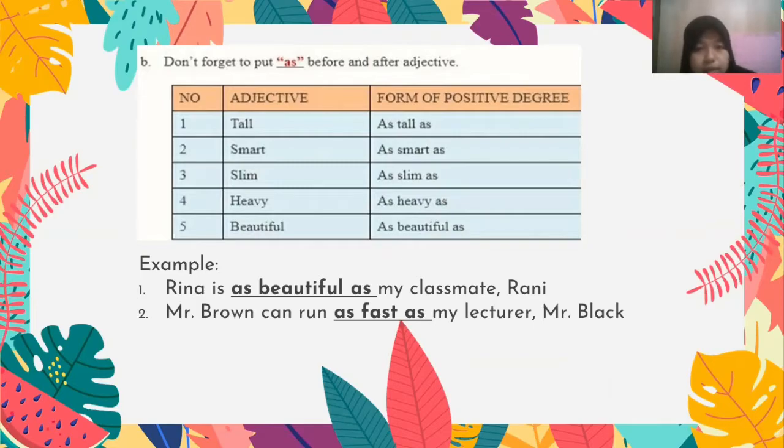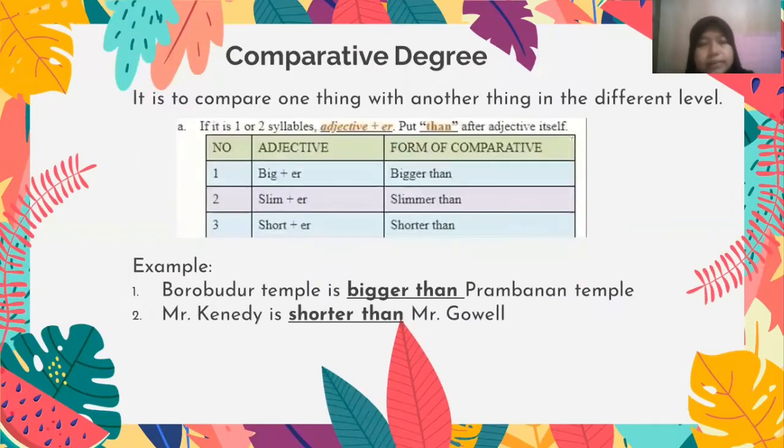Tall to as tall as; smart to as smart as. Example: Rina is as beautiful as my classmate Rani. Mr. Brown can run as fast as my lecturer Mr. Black. Next.